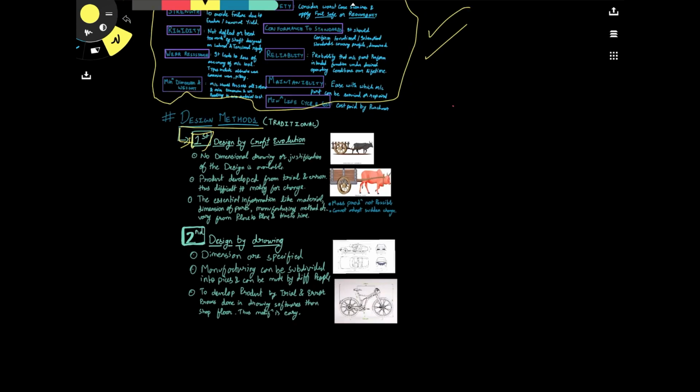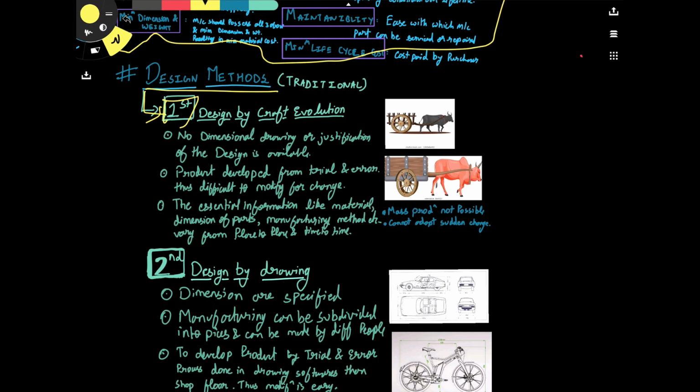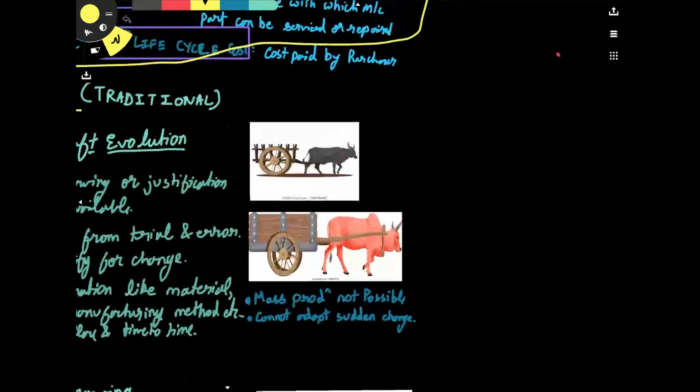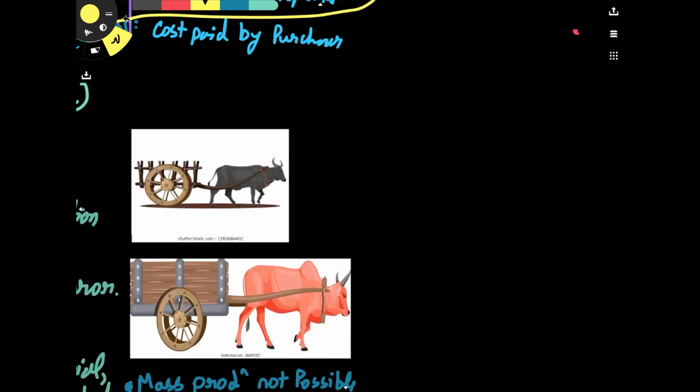Now let's move on to the design methods. The first one is design by craft evolution. I've taken the example of two bullock carts. I can see that there are two different bullock carts here, and the bull is quite angry. I'll use a red color pen to make them more angry. Great. So you can see both the designs are different.